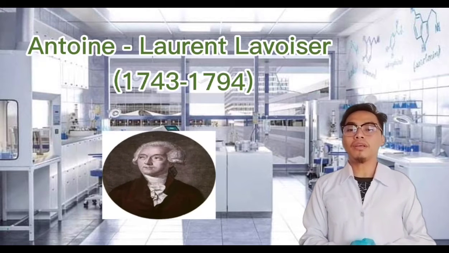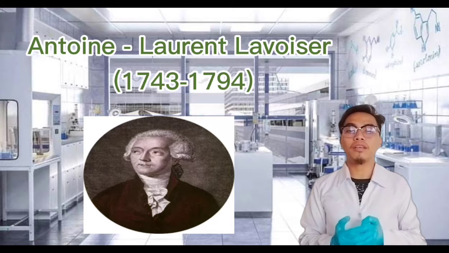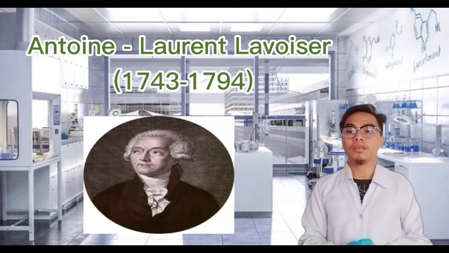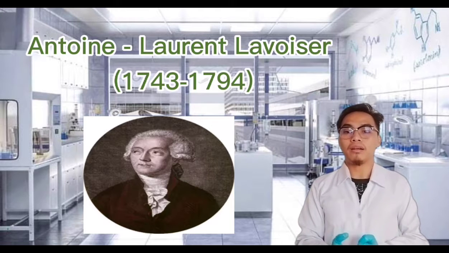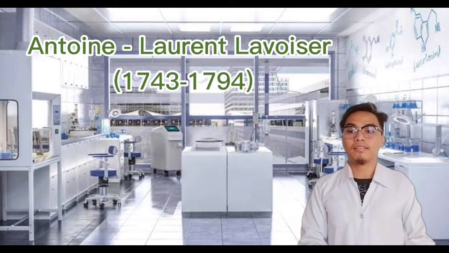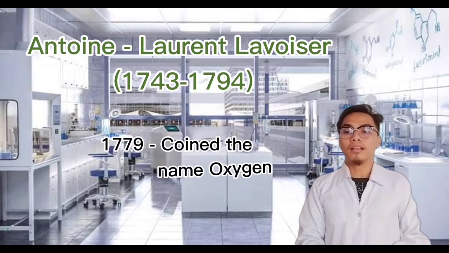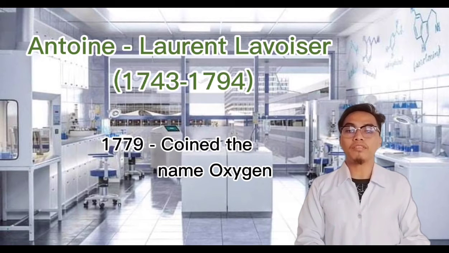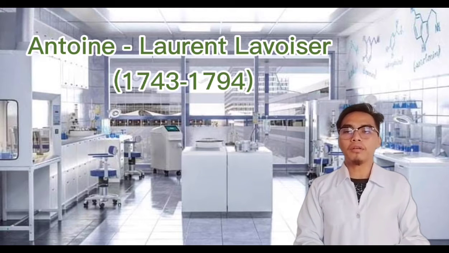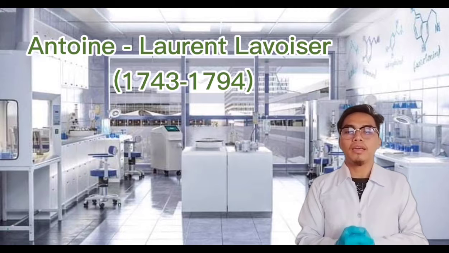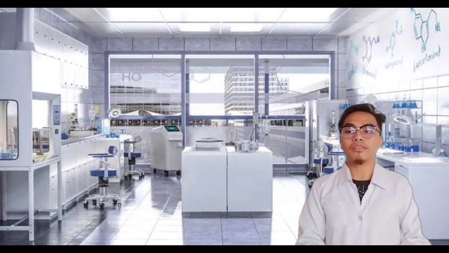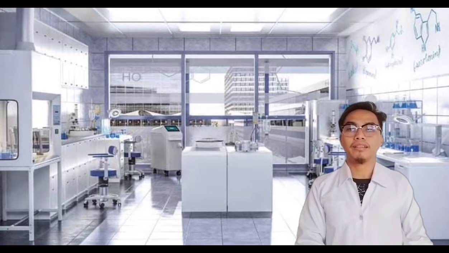So Antoine Laurent Lavoisier came with a solid explanation of combustion. In 1772, Lavoisier discovered that when elements combine with something in the air, they can produce acids. In 1779, Lavoisier coined the name oxygen for the element released by the decomposition of mercury oxide, and from here, the explanation of certain reactions as oxidation-reduction finally started.